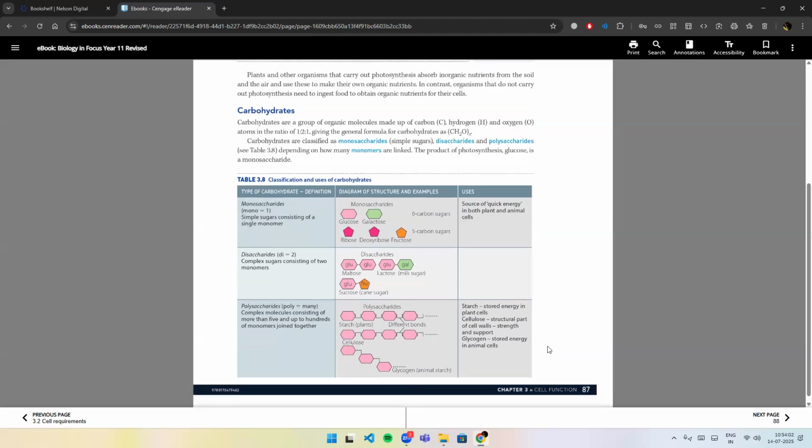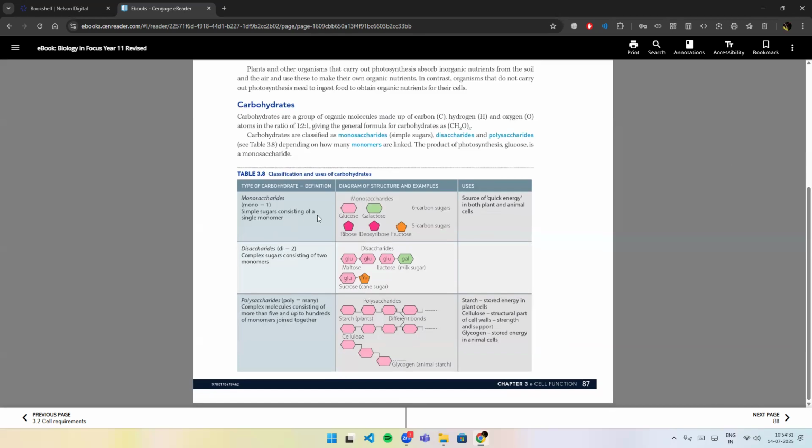Carbohydrates are a group of organic molecules made up of carbon, hydrogen, and oxygen atoms in the ratio of 1:2:1, giving the general formula for carbohydrates as (CH2O)x. Carbohydrates are classified as monosaccharides, disaccharides, and polysaccharides depending on how many monomers are linked. The product of photosynthesis, glucose, is a monosaccharide.